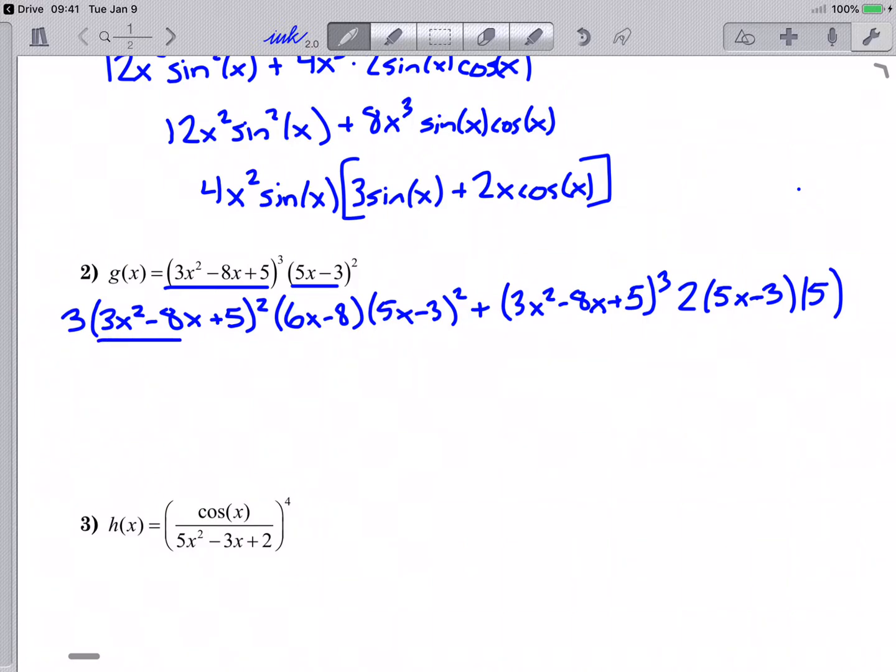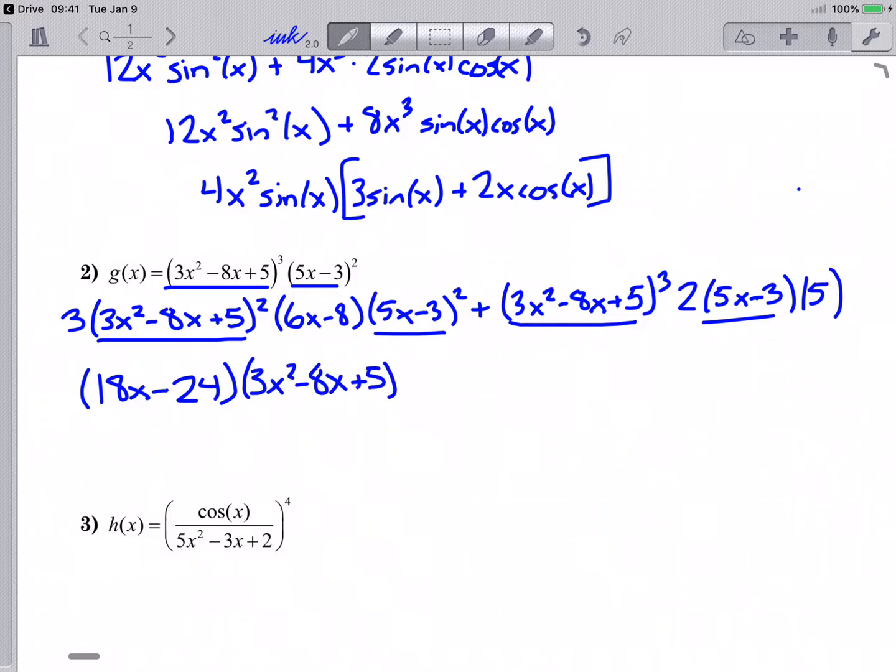What am I going to leave totally untouched? I'm not going to touch the 3x squared minus 8x plus 5, and I'm not going to touch the 5x minus 3's because those are things I'm going to be factoring out. So I distribute my 3 to my 6x minus 8. I've got 18x minus 24. Copy the rest of the stuff down from the first term. Move on to the second term. I've got the 2 times the 5, gives me 10, and copy all the stuff that was left over.